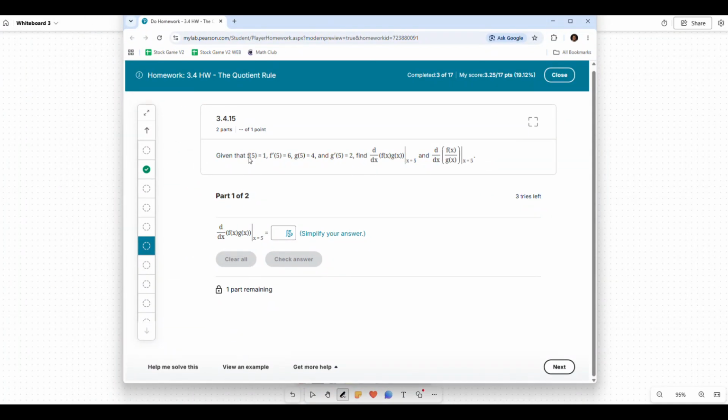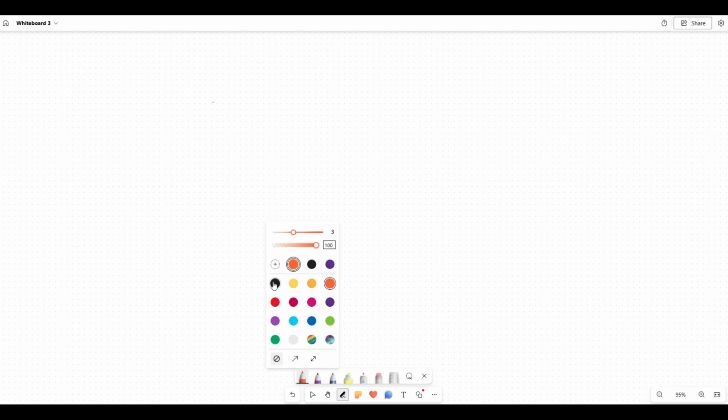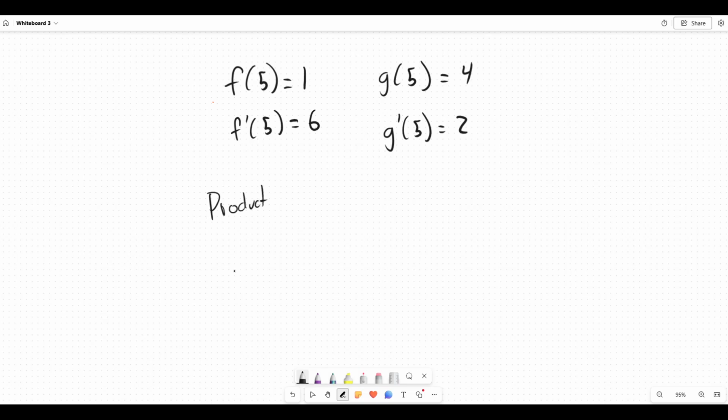It says, given that f of 5 is 1, f prime of 5 is 6, g of 5 is 4, and g prime of 5 is 2, it wants us to find the derivative of the product and the quotient of those two graphs. So, as a reminder, just in case you weren't able to get those down, f of 5 is 1, f prime of 5 is 6, g of 5 is 4, g prime of 5 is 2. So, as a reminder, what does the product and what does the quotient tell us about f times g and f divided by g evaluated at 5?